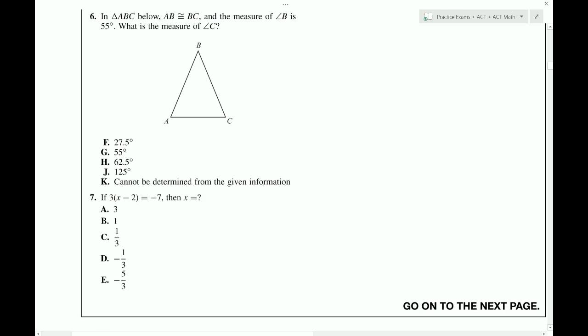In the triangle below, AB equals BC. So we have this, which means these are also equal. The measure of angle B is 55. What is the measure of angle C? So if these are equal, we call each one x. So that means that 2x plus 55 has to equal 180. Right? All three angles added together. So then you subtract 55 from both sides. You get 125 is 2x, so x would be 62.5.